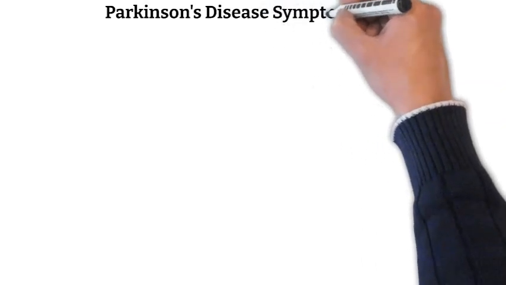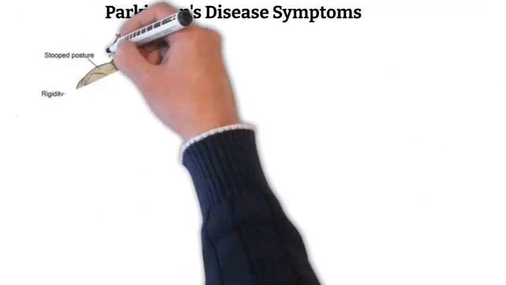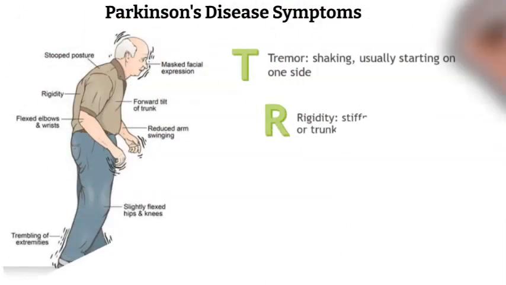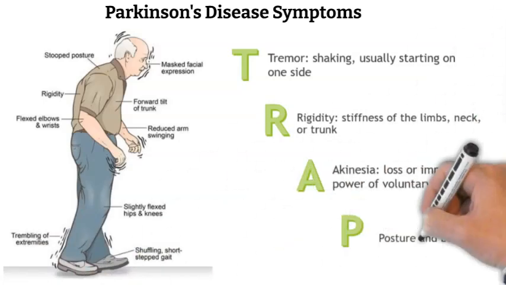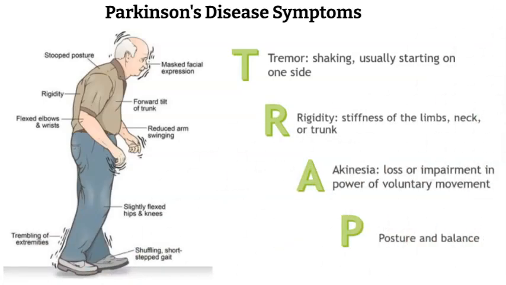Parkinson's disease symptoms. I think this picture will beautifully explain everything about the symptoms, and I love this picture because it has a mnemonic, which is TRAP. T stands for tremor, R for rigidity, A for akinesia, and P for postural and balance problem.